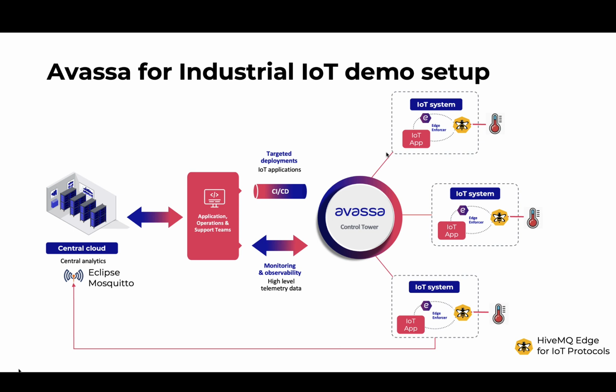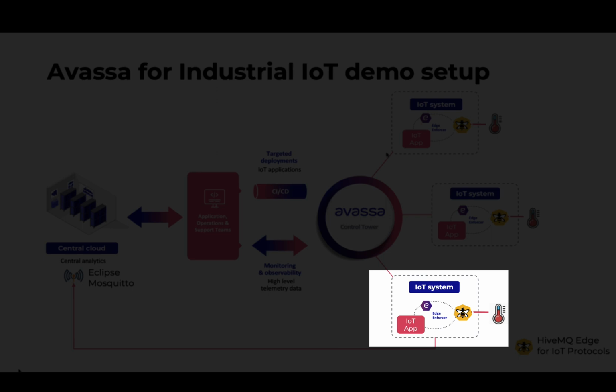The HiveMQ for Edge forwards data generated by the IoT application into a central location. In this case, I use Eclipse Mosquitto to gather data from the IoT edges. Once the data is in Mosquitto, it's forwarded into an InfluxDB, and from that InfluxDB, we can graph that data in Grafana, also shown in the demo.